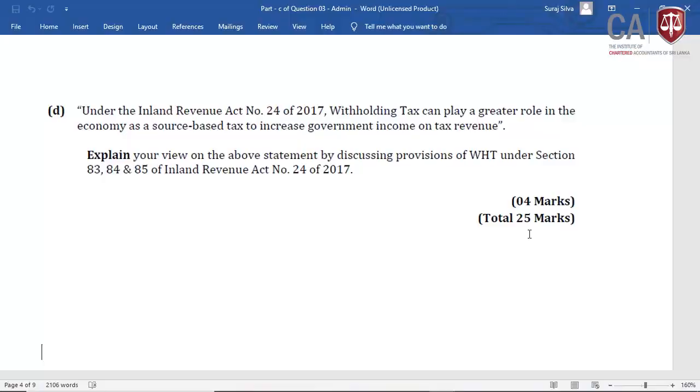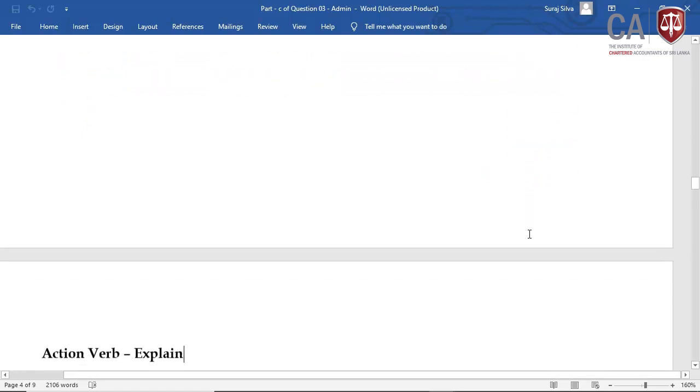Then it is asking: withholding tax can play a greater role in the economy as a source-based tax to increase government income on tax revenue. Explain your view on the above statement by discussing the provision of WHT under sections 83, 84 and 85 of the Inland Revenue Act number 24 of 2017. It's for 4 marks.